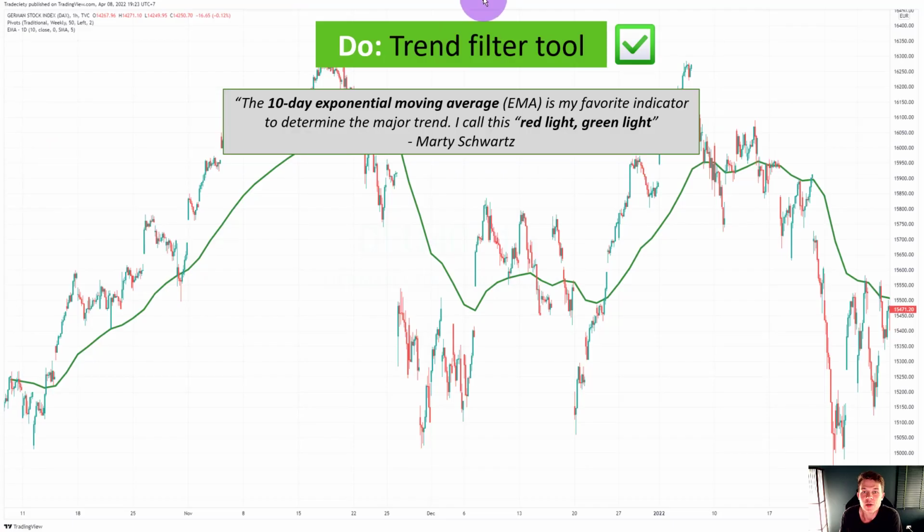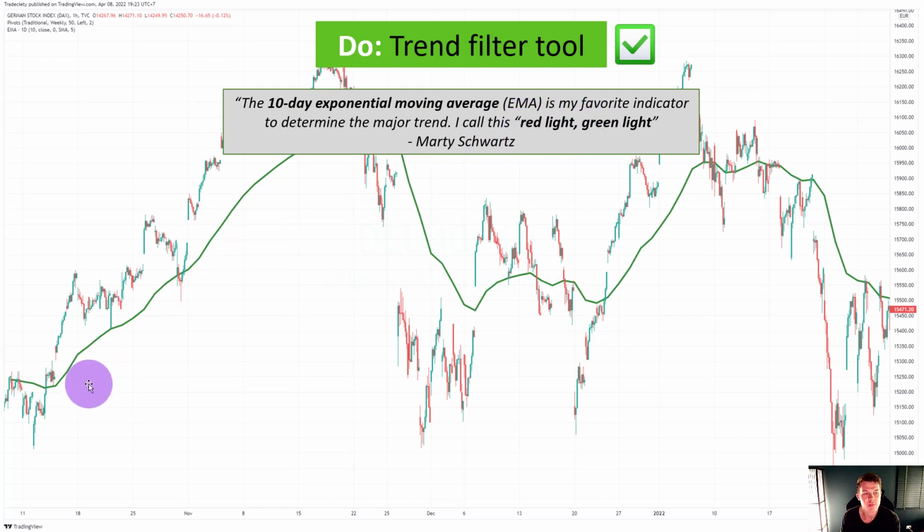One of the best ways to use a moving average is as a trend filter tool, and I love this quote from Marty Schwartz, who was featured in the initial Market Wizards book and also has a great book on his own. It's called Pitbull: Champion Trader. Marty Schwartz turned 40,000 into 20 million US dollars, and he said, the 10-day EMA is my favorite indicator to determine the major trend. I call this red light, green light.